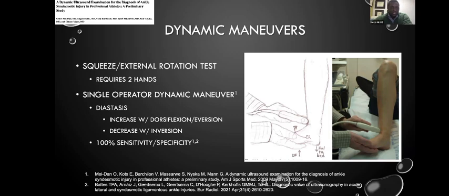While you're imaging with ultrasound, you're going to expect to see an increase in the diastasis with dorsiflexion and eversion, but a decrease in diastasis with inversion. This test, at least in this study, was found to be 100% sensitive and specific. Oddly enough, there's another paper that was not doing the exact same test, but also found ultrasound testing for this syndesmotic injury using dynamic maneuvers to be 100% sensitive and specific.